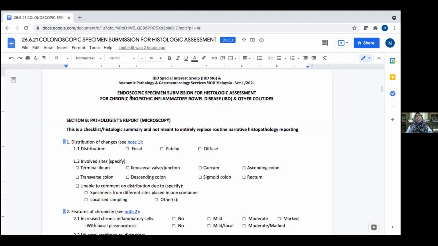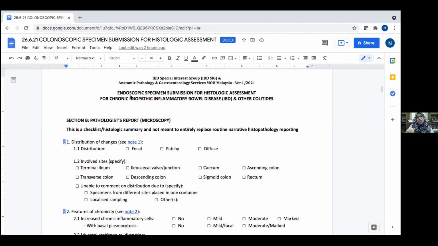SRUS and UC have similar findings. For both conditions, there will be ulceration on scope and ulceration in histology, and there'll be architectural distortion, crypt irregularity mainly. You can have subtle villiform change as well in the mucosal prolapse or SRUS.